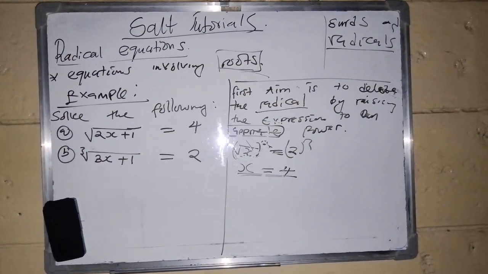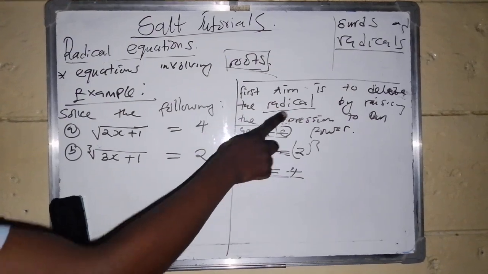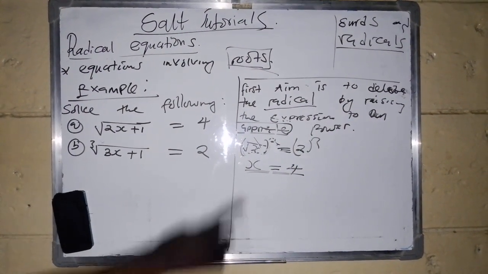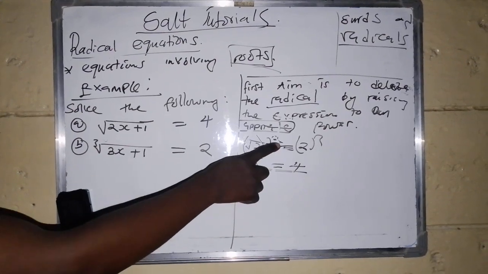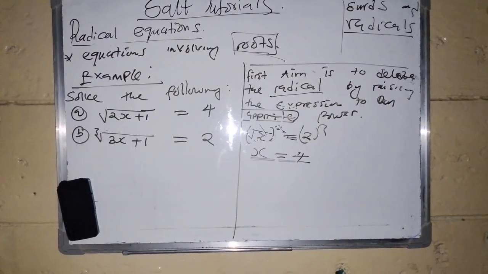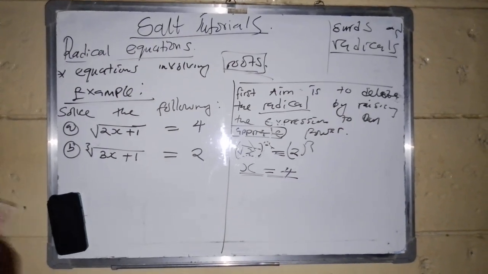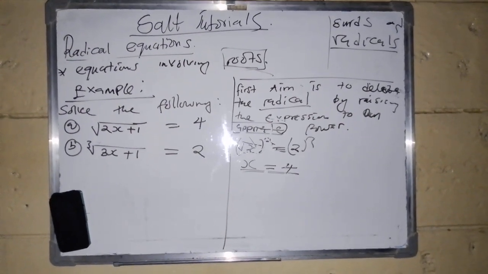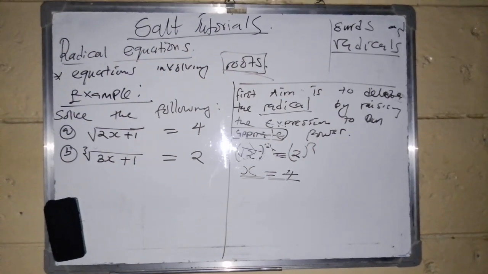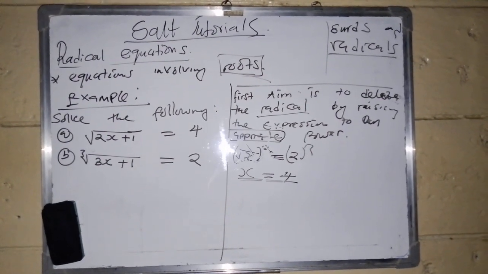So what are we simply saying? Our first aim is to make sure that the radical is raised to an appropriate power. If it is a square root, I will raise the expression to a power 2. If it was a cube root, I would raise the expression to a power 3. If it was a fourth root, I will raise the expression to a power 4. So every time I want to delete a certain radical, always raise the expression to the appropriate power.